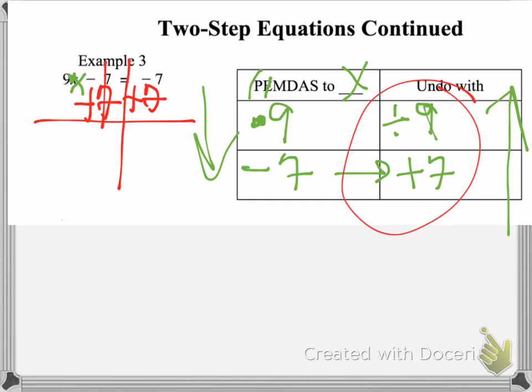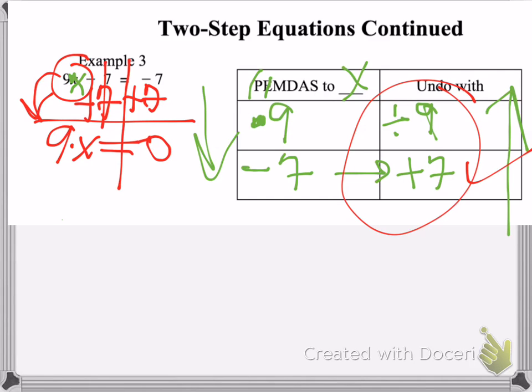So negative 7 plus 7 is 0. Negative 7 plus 7 on this side is also 0. And then we've got 9 times x left over from right here. I didn't do anything with it, I copied it down. Then I need to divide by 9.